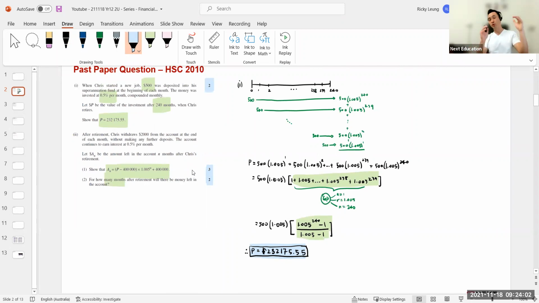Hopefully not too bad. So even if you couldn't do part 1, you can actually use that value of P to do part 2. It's a very common thing that I say to my students: if you can't do part 1 and you need it for part 2, just use it. Don't lose marks on both part 1 and part 2.